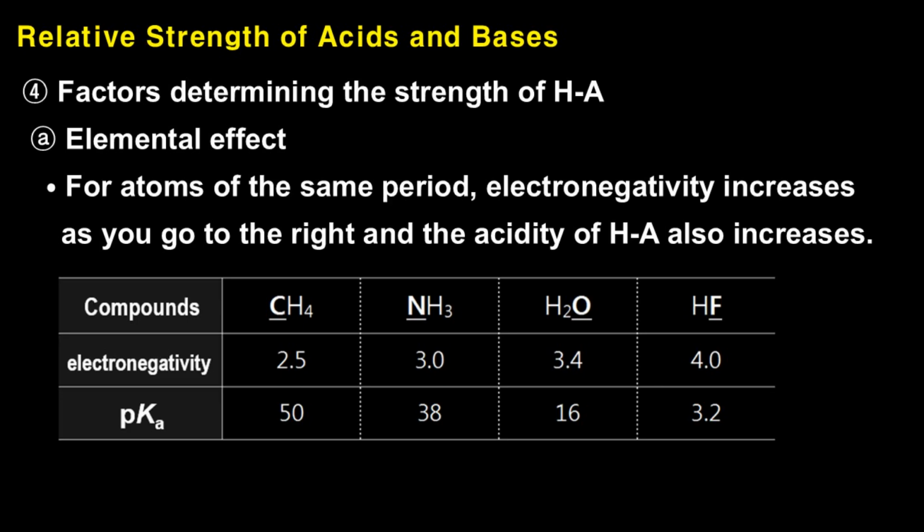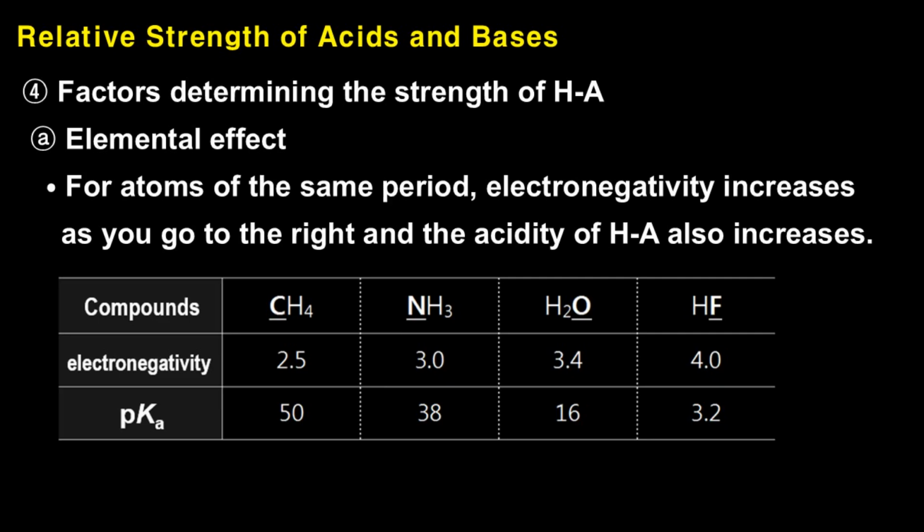Next, we have electronegativity. As we move across a period from left to right on the periodic table, electronegativity increases. That means the atom pulls electrons more strongly, and that weakens the HA bond. When that bond is weaker, it's easier for hydrogen to leave as H+, and that makes the acid stronger. Let's walk through an example using CH4, NH3, H2O, and HF. CH4, or methane, isn't acidic at all, because carbon doesn't pull electrons strongly. That makes the CH bond very stable, and it's super hard to lose a proton.